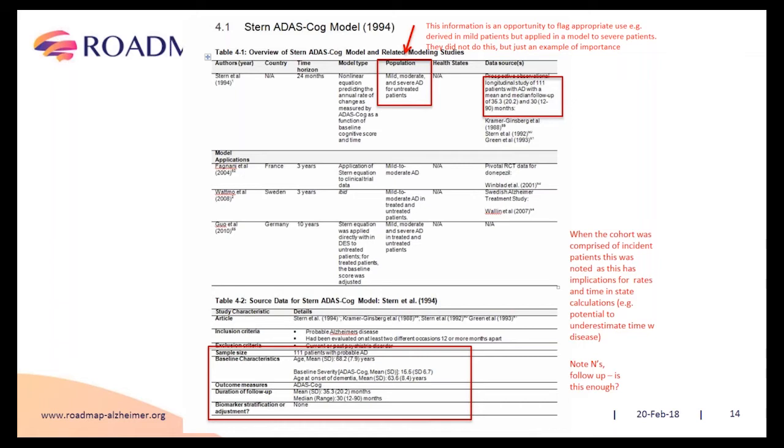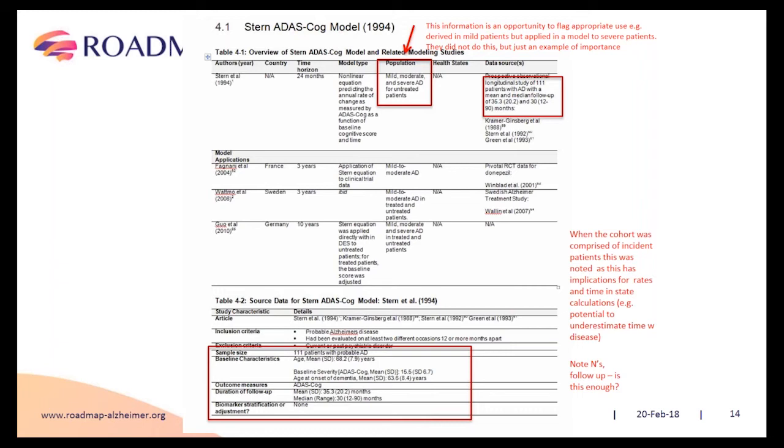And if you think about your regression 101, right? How appropriate is it to derive something in one population and then apply it to another population? So these are just things that we wanted to think about. So we have a very good population here. It's going across the spectrum of disease, but it's for untreated patients. So you have to think about what that means.